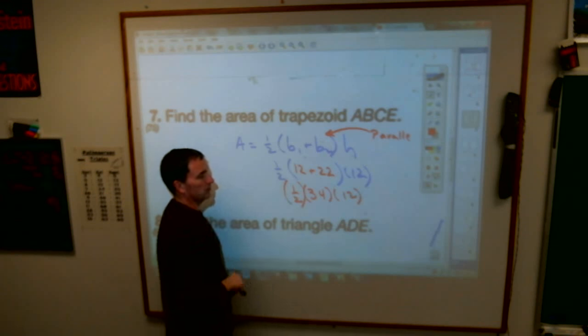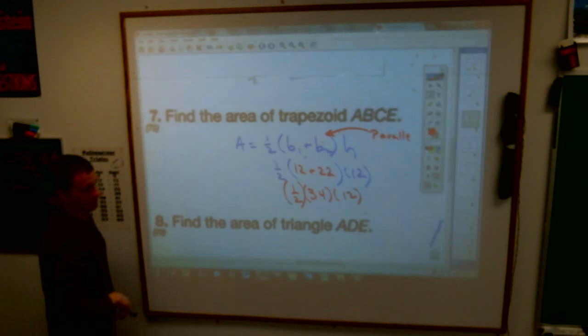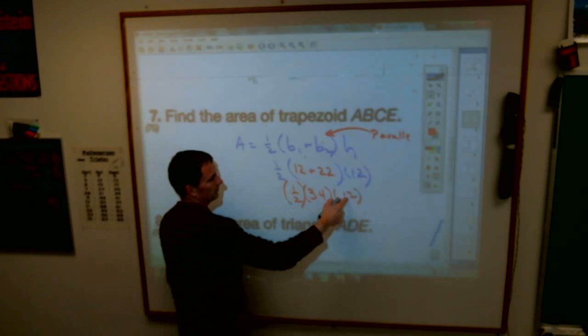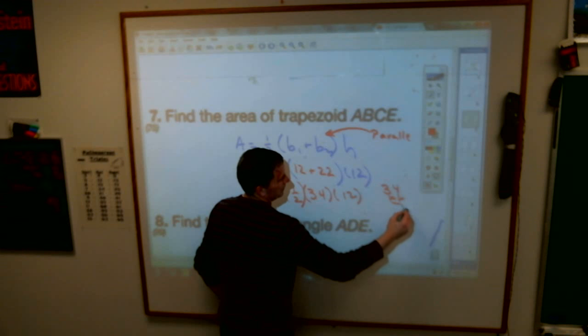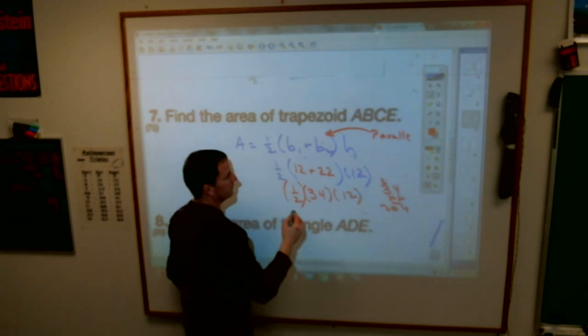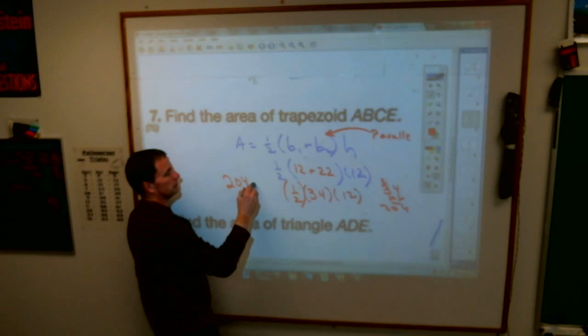Now it doesn't matter what order you do, because multiplication can be done in any order. Half of 12 is 6. I would take 34 times 6. 204 inches squared.